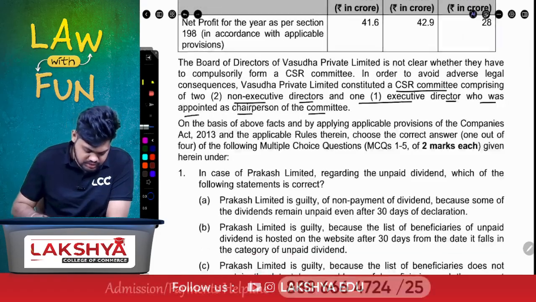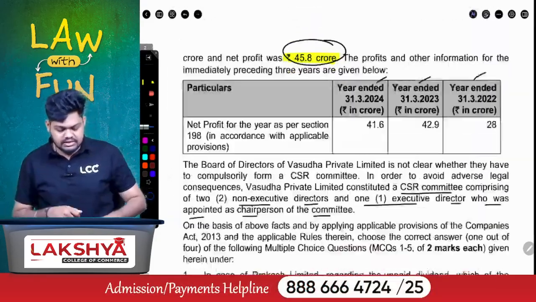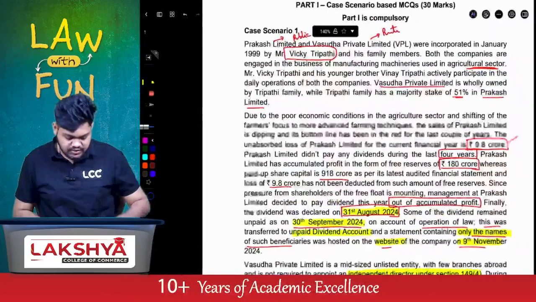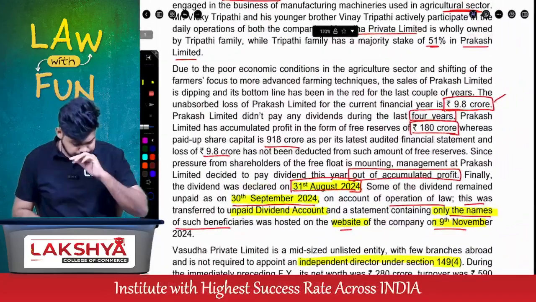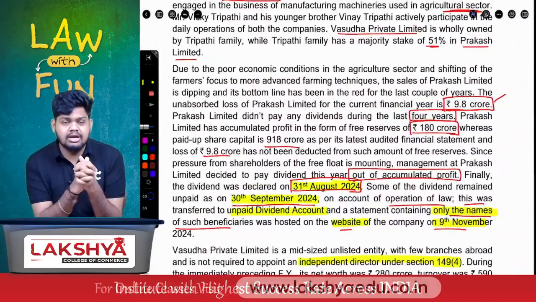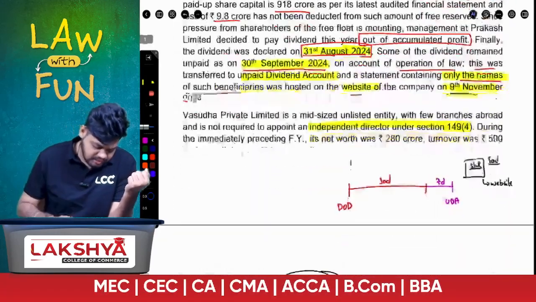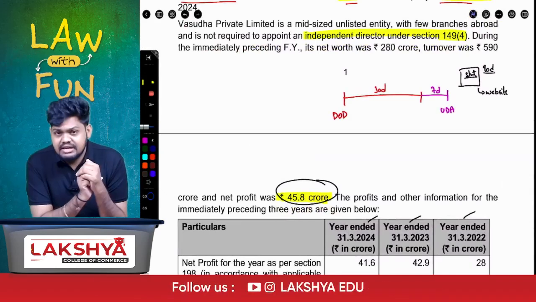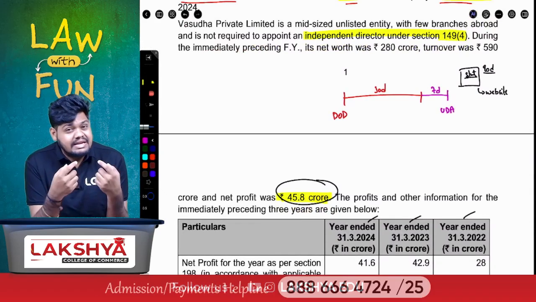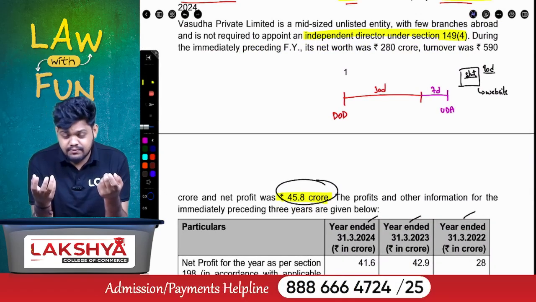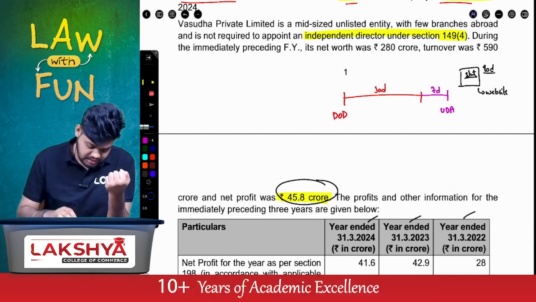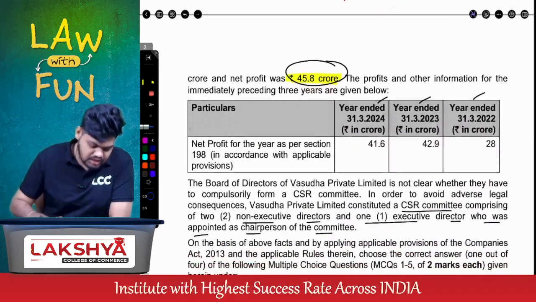Okay, fine. So let's start the question. Now understand this guys. The first company which we will be talking about is Prakash Limited, the public company. We'll be discussing the concept of the payment of dividend in this part. And the second company, Vasudha Private Limited, we will be talking about the process of independent directors and the concept of constitution of CSR committee. So the applicability of CSR procedures under 135.